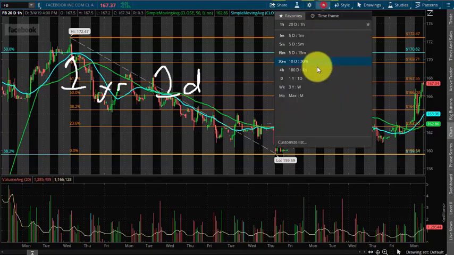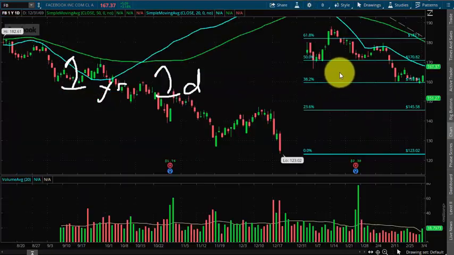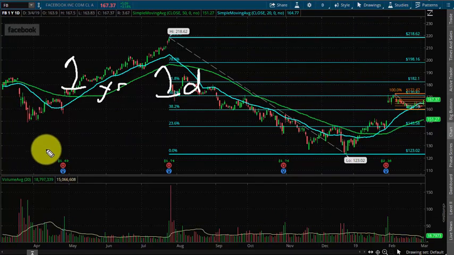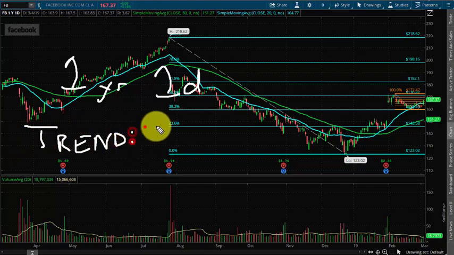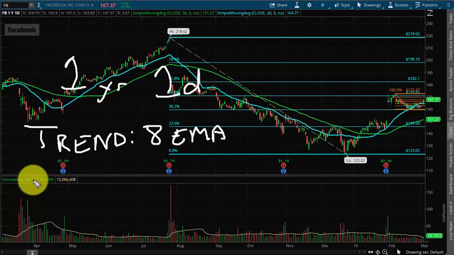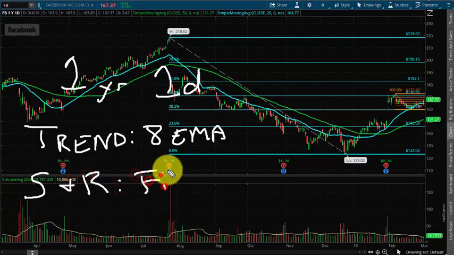And then for the daily time frame, which is the 1 year, 1 day, I'm doing the same exact thing, but the only difference is I'm using the 8 EMA for my trend analysis. If it's pointed upward, then it's in a bullish trend. If it's pointed downward, it's in a bearish trend. And if it's pointed sideways, there's no trend. And support and resistance is still using those fibs.